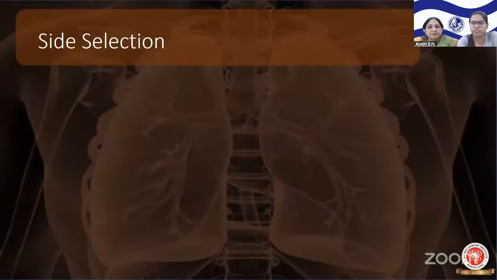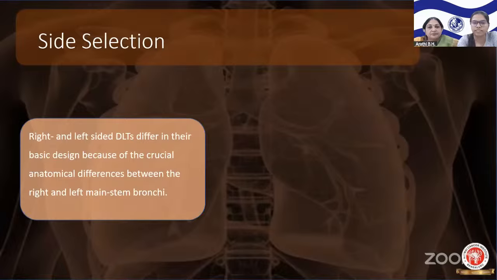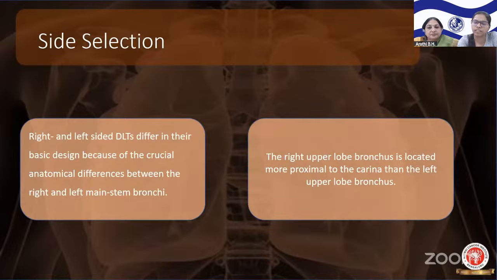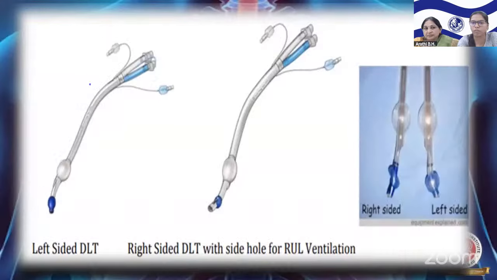So, right versus left DLT. How will we select the side? Right and left DLT differ basically because of the anatomical differences between the right and left main bronchus. The right upper lobe bronchus is located more proximal to the carina compared to the left upper lobe bronchus. This is a picture showing the left-sided and right-sided DLT. The right-sided DLT has a special opening to ventilate the right upper lobe. So this is the right side and this is the left-sided DLT.